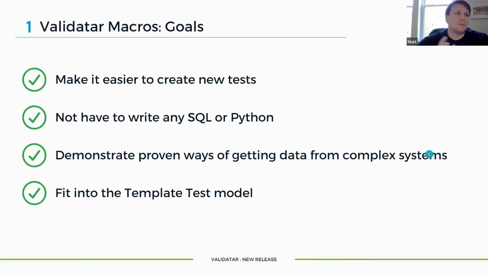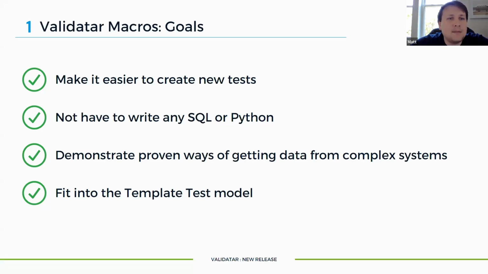Okay, so we're going to dive in and talk about our goals with delivering the new capability around Validator macros. The big picture goals here and the pain points we were hearing from folks were, first, we wanted to make it easier to create new tests. Historically, Validator has been a relatively code-heavy experience. Most folks have to write a SQL statement of some sort in order to bring back data. So we wanted to help out with that and give an experience where you didn't always have to be writing additional SQL or Python statements.